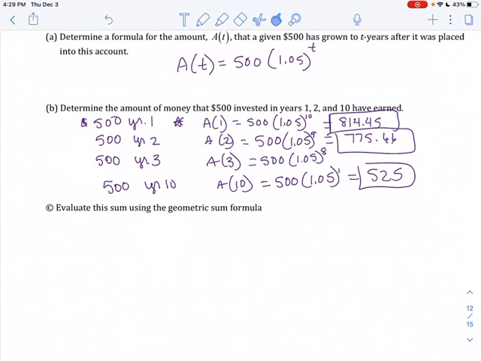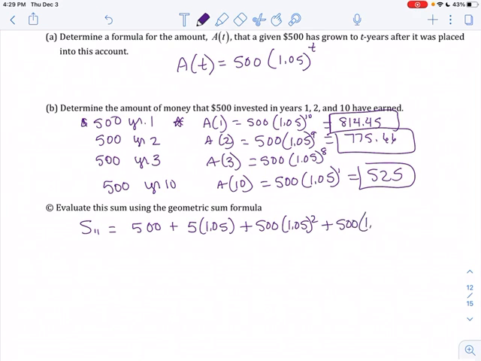Evaluate this sum using a geometric sum formula. So the sum of all 11 years. Okay, so basically they're asking me for what you earned on the 10th year. Well, this is what I put in on the 10th year, plus 500 times 1.05 to the first. This should be 500. Plus 500 times 1.05 to the second, plus 500 times 1.05 to the third, and so on and so on and so on.